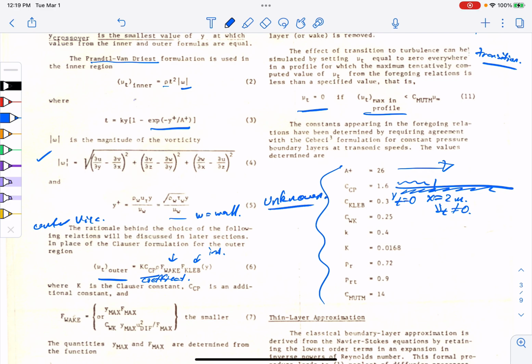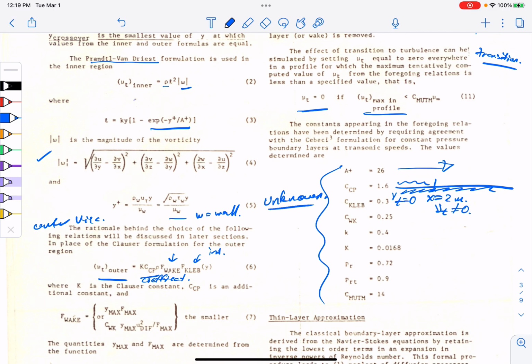Now you can always go in and make them functions, right? So I could always go in and make something like A plus is 26, but you know that A plus is not a constant. That should vary with pressure gradient. So I could easily change, say, A plus to be a function of pressure gradients, no problem. But right now he's keeping them all constant, and that's a sign that it's a good predictive model, because you wouldn't want to recalibrate your coefficients for different flows. That wouldn't make a lot of sense.